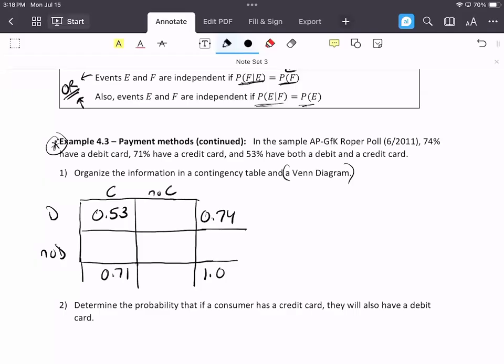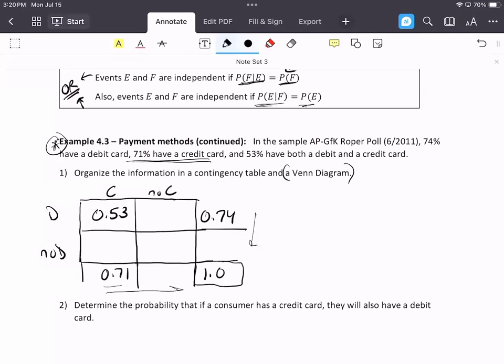Before I go on, this is basically how I set it up. They can be very quick to set up. I said C is for credit card, so either you have one or you don't. D is for debit card, either you have a debit card or you don't. Now, the information I have filled in so far is right from the information that was given to us. So the 71% have a credit card. You see that there, 0.71. Remember, the probabilities either in the column or in the row have to total to 1.